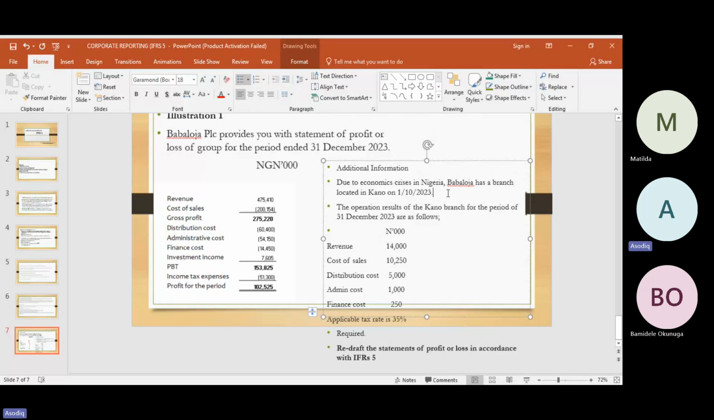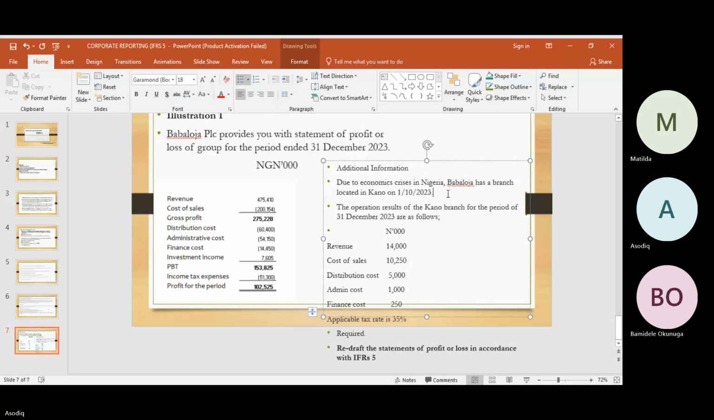Because they just stated that, due to the economic crisis in Nigeria, Babaloja has a branch located in Kano. That means that because of the crisis, we just assume, since this one is just an illustration, that we want to sell off this particular asset. That means I believe my criteria are met.